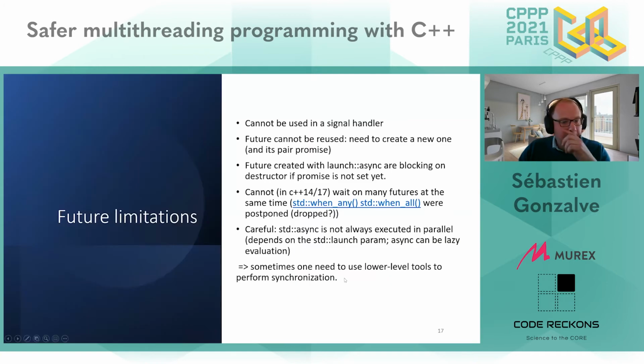That said, futures have limitations and make it quite difficult to use in some cases. The first one is maybe not the most important, but they cannot be used in a signal handler. So if you want to signal something with your future from a signal handler, you won't be able to do it. You cannot reuse a future. There's no kind of reset in the future. You cannot say, okay, I received this result, but I want to reset it so that it can be set again. This is just not possible. You have to create a new future and overwrite the previous one.